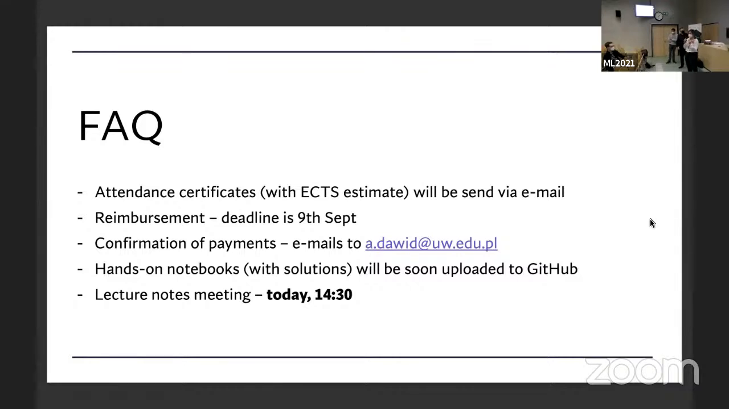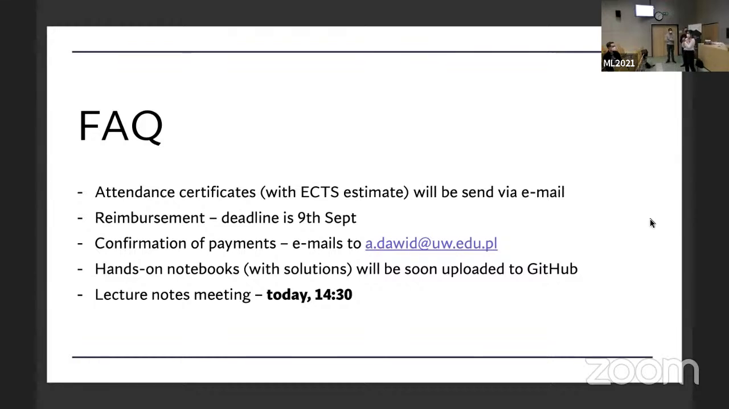Regarding the reimbursement of your travel costs, for the people who didn't get it from us, this deadline, 9th September, is important. Then I'm gone, and it's an uncomfortable situation. If you need some confirmation of payment, send it to me, it will be pretty automatic. With invoices, it's complex right now if you didn't tell us before, but let's talk about it. The hands-on notebooks with solutions we'll upload soon to GitHub. They will be cleaned. Again, thanks to everyone who contributed to the tutorials and the lectures, it was amazing.